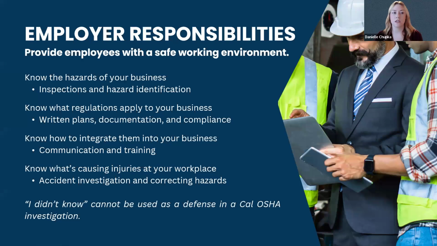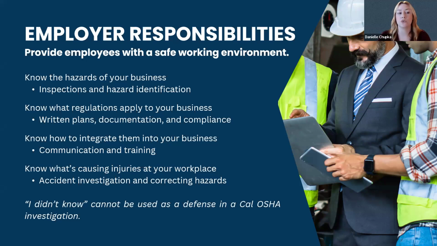Employer responsibilities. So the main thing as an employer is to provide employees with a safe working environment. And how do we do that, right? So one is knowing the hazards of your business, doing inspections, identifying hazards, and then taking those hazards and finding ways to reduce them or protect your employees from those hazards. Know what regulations apply to your business. You need to know what kind of written plans you need, what kind of documentation you need, and how to comply with those things. And making sure that your employees and supervisors also understand what is required as well.